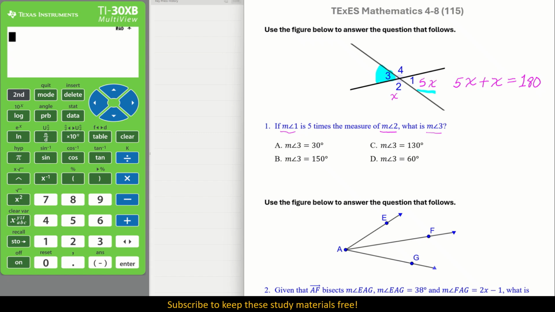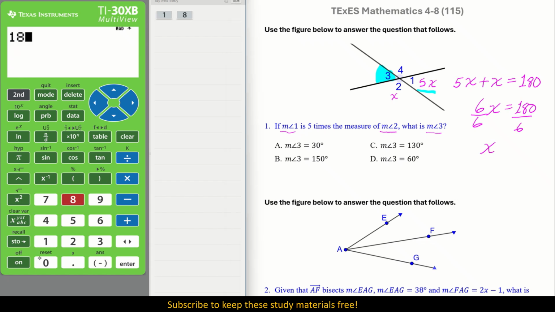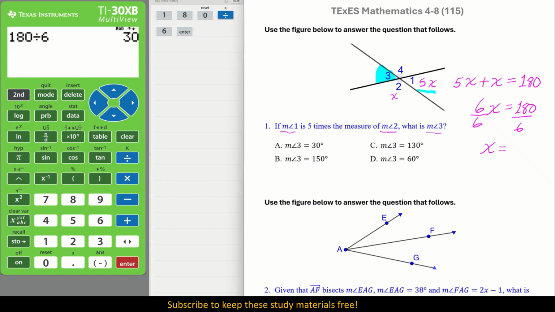Let's do some obvious condensing, because 5x plus 1x is 6x. And we know that 180 divided by 6, we know what? I'm not going to do this all by hand because I want accuracy and I want to be quick. So I know that's 30.